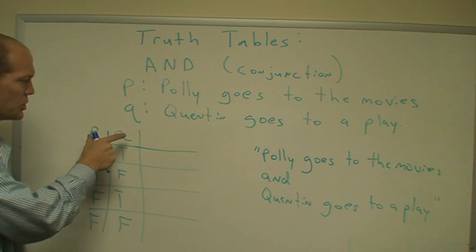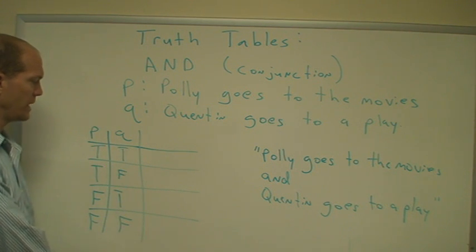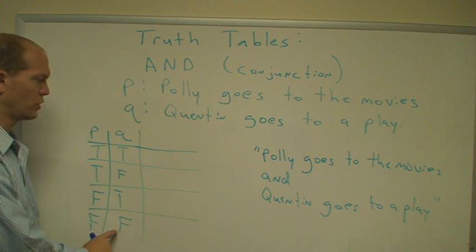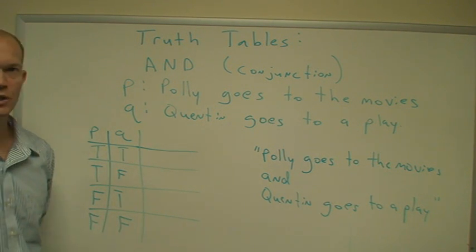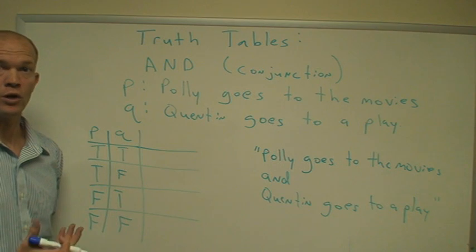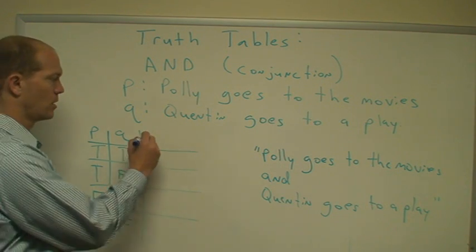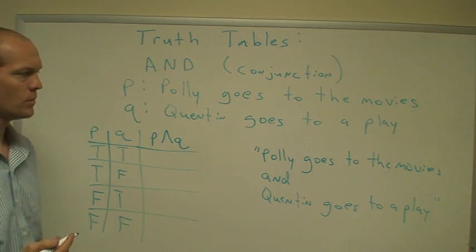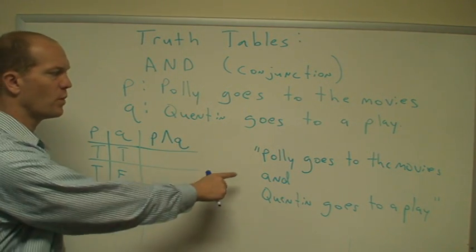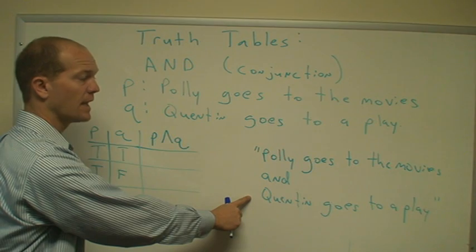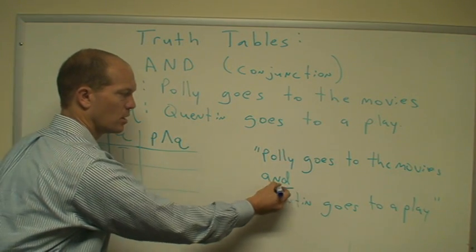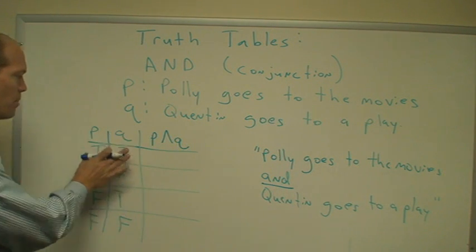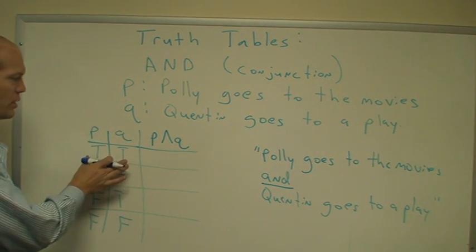And I've set up the standard truth table involving P and Q. Again, P is true, true, false, false. Q is true, false, true, false. What we want to do in this example is, on our truth table, add a column for P and Q and examine what we mean by the statement Polly goes to the movies and Quentin goes to a play. We're going to examine this statement based on these possible truth values for P and Q.